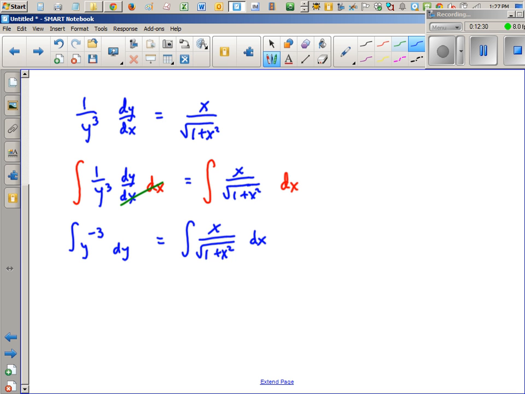Okay, the left side integral doesn't scare me at all. The right side, a little scary. Let's do the left side real quick. We're going to add a power and put the new reciprocal out front. So this is just going to be y to the minus 2, and I'll need a negative 1/2 here.